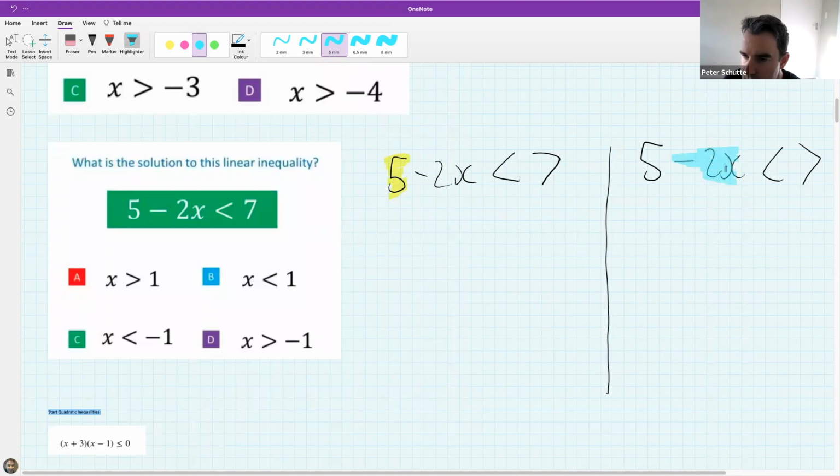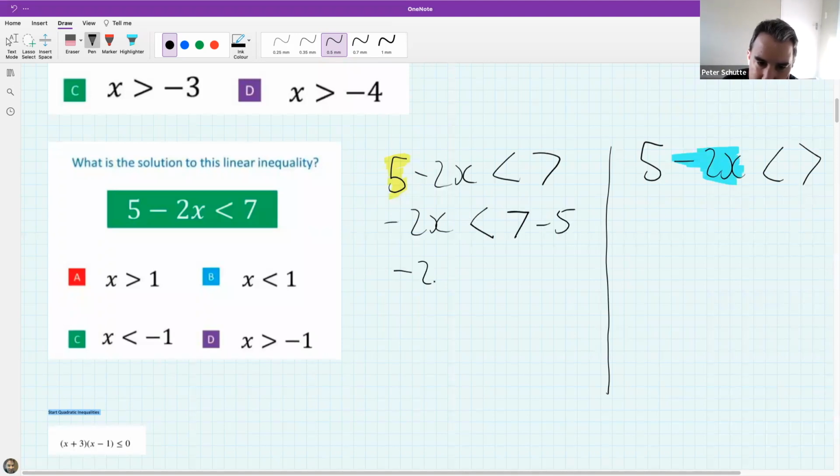I'll call it the yellow method and the blue method. So if you did the yellow method, let's say, if I brought the 5 across, I would get 7 minus 5. I get minus 2x less than 2. Okay. And now I have to divide by -2 on both sides. Now, in the previous lesson, there was something special we had to remember if we divided by a negative. What was that? Who can remember what that was?